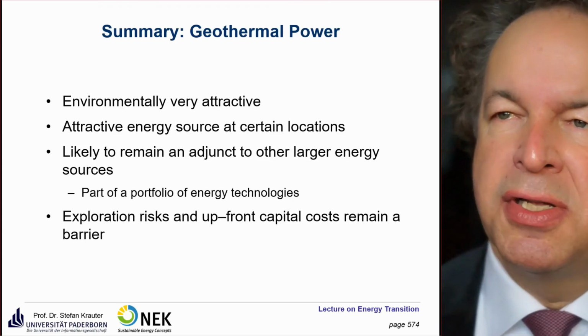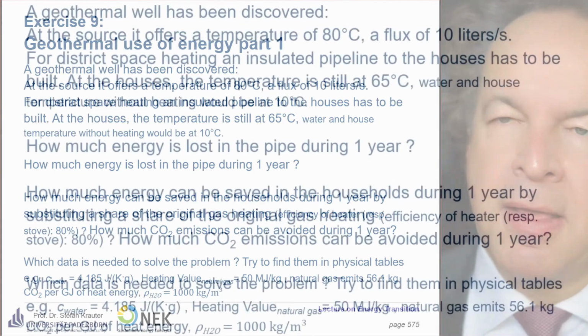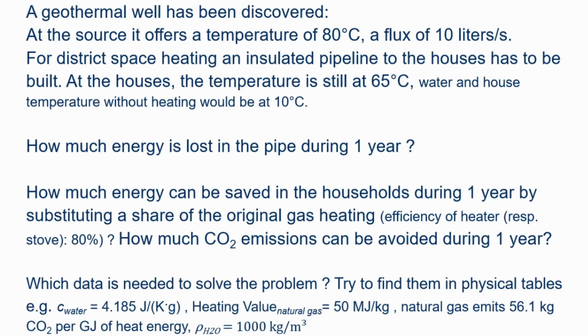That's it. Now we just discuss some exercise to do this. So first part is a geothermal well has been discovered. At the source it offers a temperature of 80 degrees Celsius at a flux of 10 liters per second. For a district heating space, an insulated pipeline to the houses has been built. At the houses, the temperature is still at 65 degrees Celsius, same flux. Water and house temperature without the heating would be at 10 degrees Celsius.